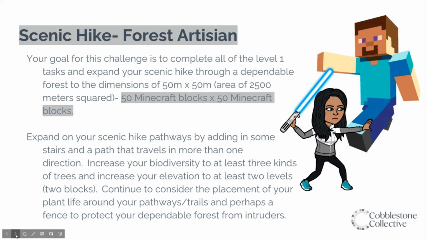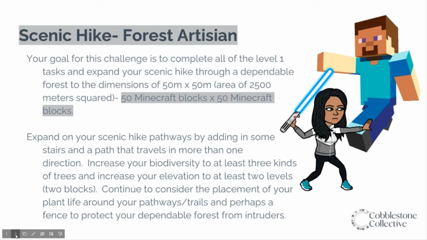If you've explored a little bit in Minecraft and you feel a little bit more comfortable, the artisan, which is our middle level, level two, is a 50 meter by 50 meter scenic hike. So that's 50 blocks by 50 blocks. I'm encouraging you to have a trail that goes in more than one direction. I'm encouraging you to increase your biodiversity to 3 kinds of trees.